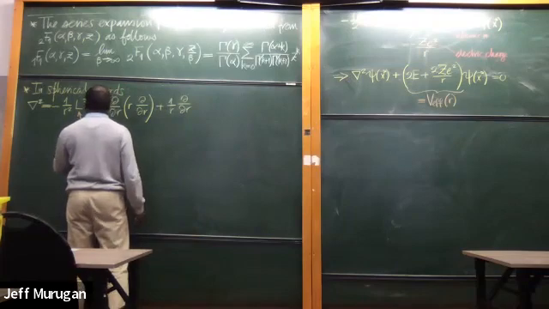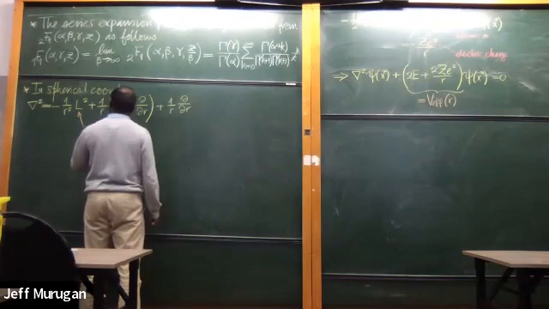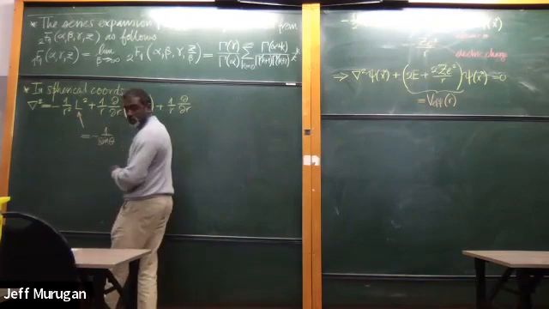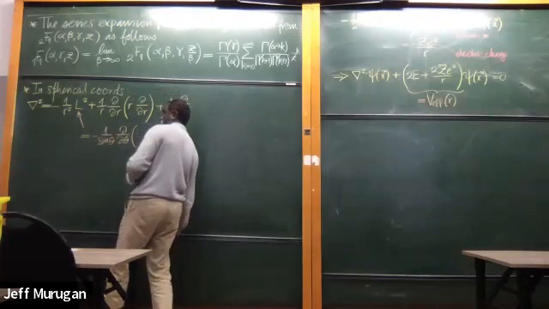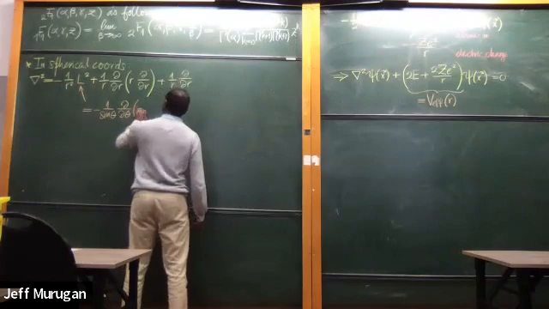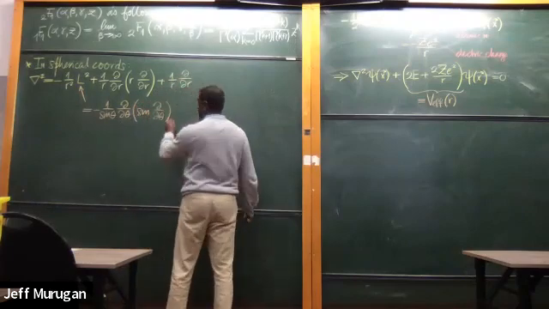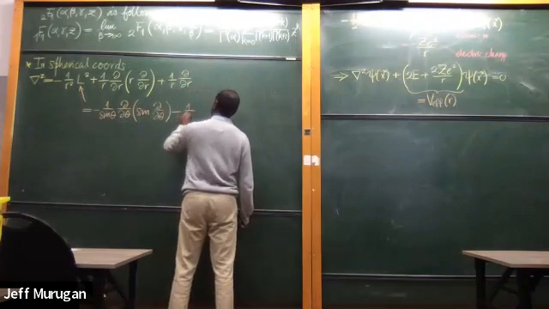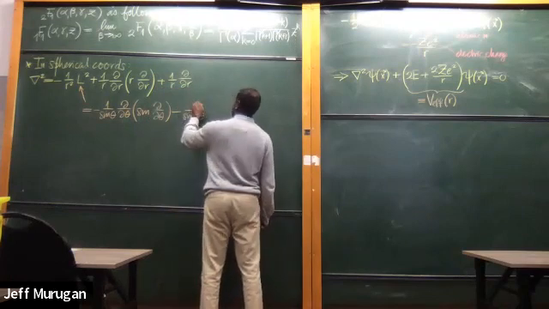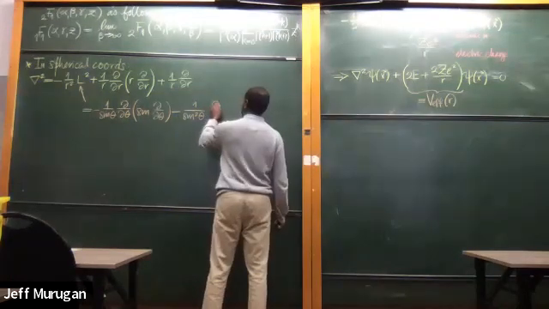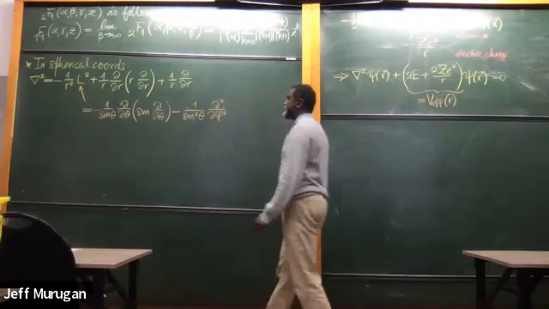L squared is equal to minus 1 over sine theta d by d theta of sine theta d by d theta, minus 1 over sine squared theta d2 by d phi squared.